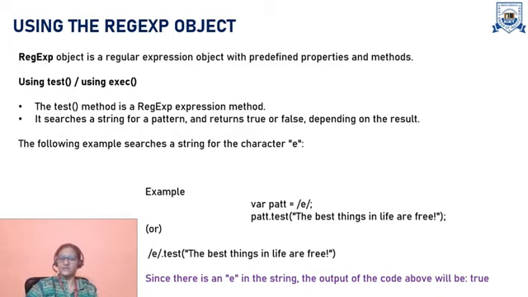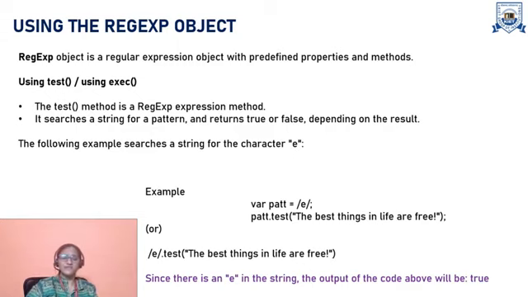If it finds a match the first time, it returns true, or it returns false if it doesn't find one. If only one is found, it will stop searching. In the case of exec, it is similar to test. It is also a method which searches a string for a pattern, but if one is found, it will not stop. It will move on to the further ones. So it depends. You can use test if you want to stop when you find it the first time.